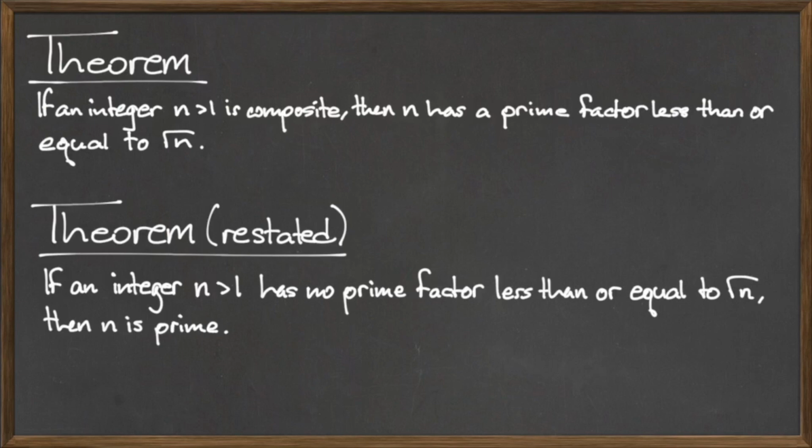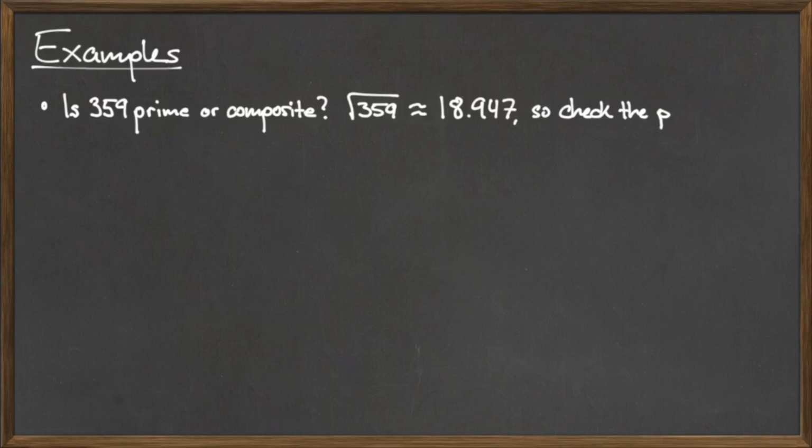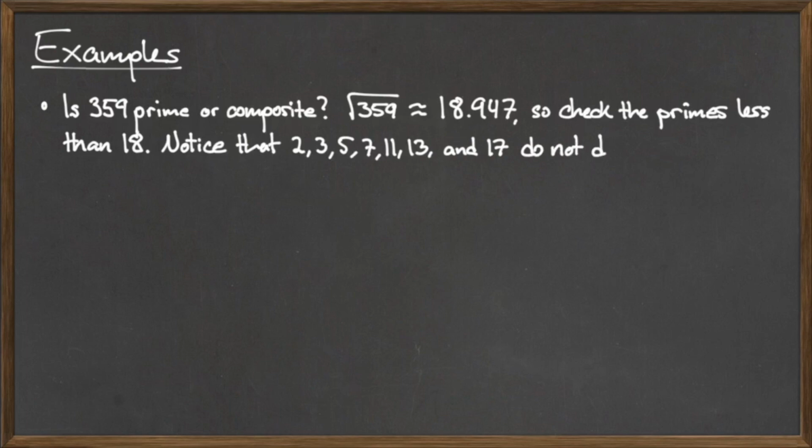For the first example, let's determine if the number 359 is prime or composite. The square root of 359 is approximately 18.947, which is just less than 19. So, the only primes that we need to check are those primes that are less than 18, which are 2, 3, 5, 7, 11, 13, and 17. None of these primes divide 359, so, via our theorem, we know that 359 is prime.